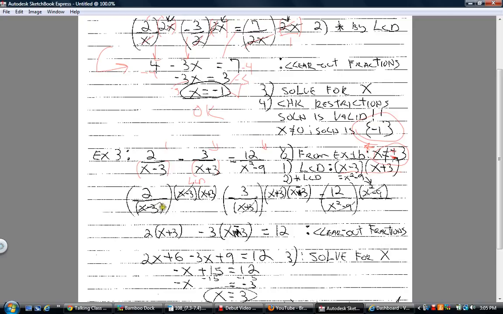Now what's the beauty? You should clear out the fractions. x minus 3 in the denominator cancels out with x minus 3 in the numerator. Don't forget, you've got multiplication going on here. So what's left? 2 times the quantity x plus 3.